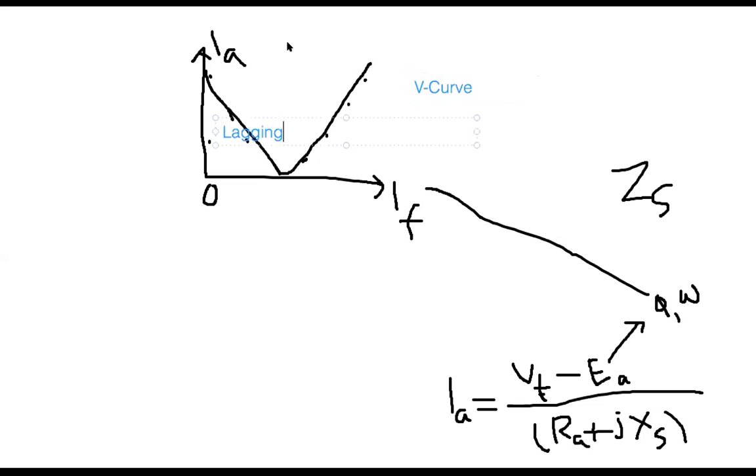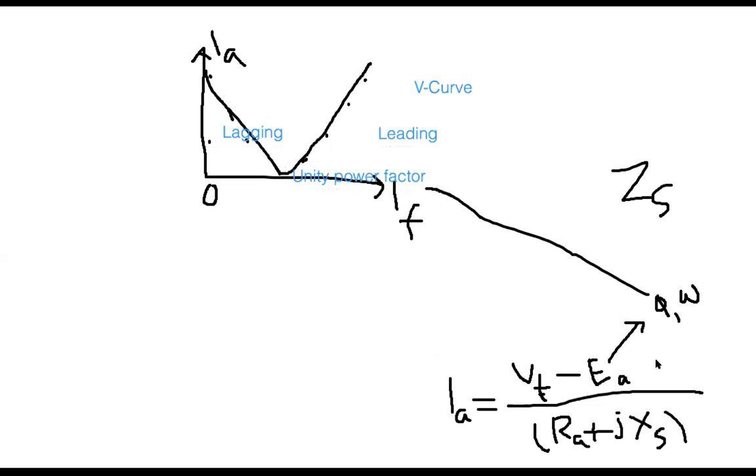And then the right side is your leading. And this point, when current is 0, this is the unity power factor zone. Thus, this point is the unity power factor. At this point, it is the unity power factor.